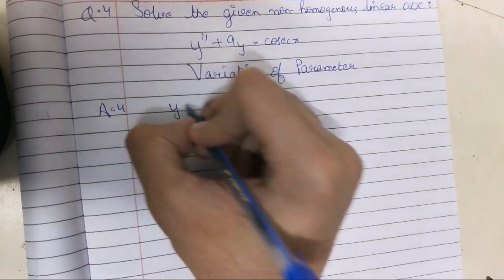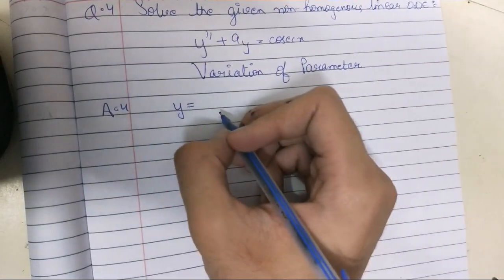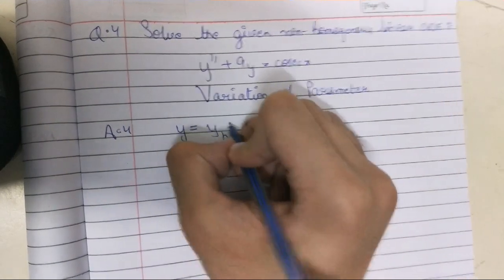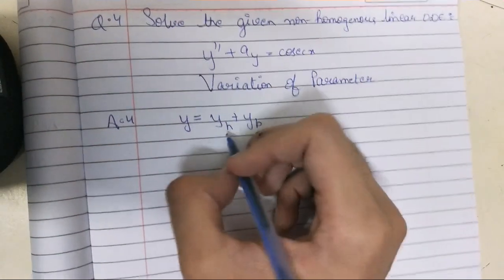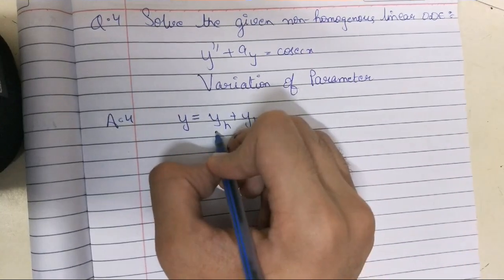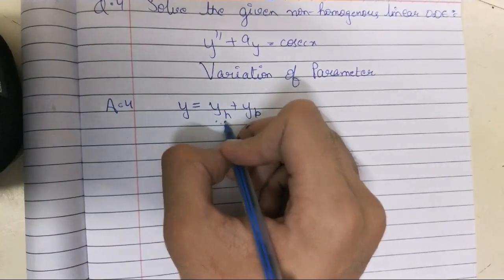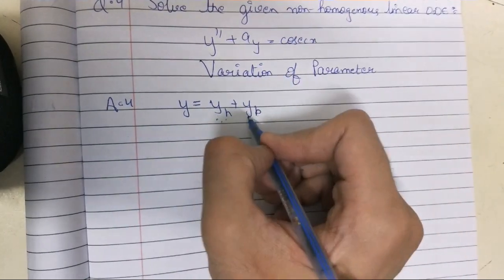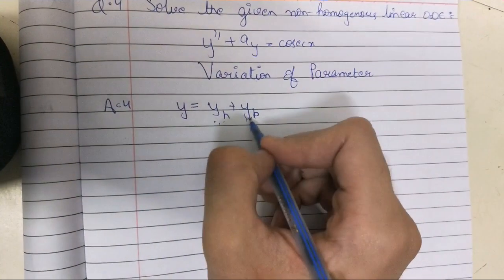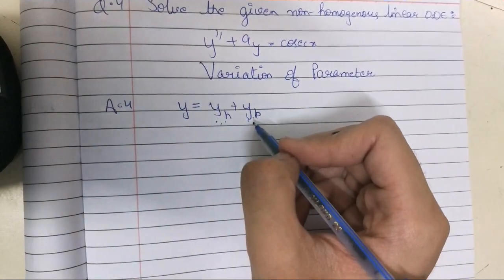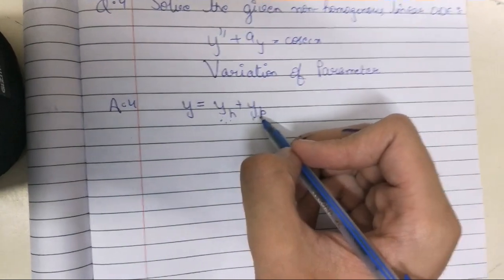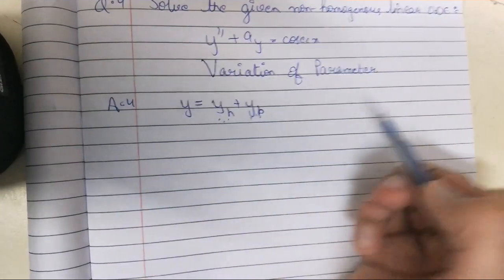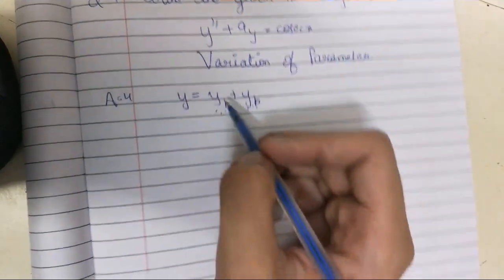Now we know that any solution of a second order non-homogeneous linear ODE is the addition, or the superposition, of two solutions yh and yp, where yh is the general solution of the corresponding homogeneous equation of the given non-homogeneous linear ODE, and yp is a particular solution. In the case of the method of variation of parameter, the formula for calculating yp was given by Lagrange, right?